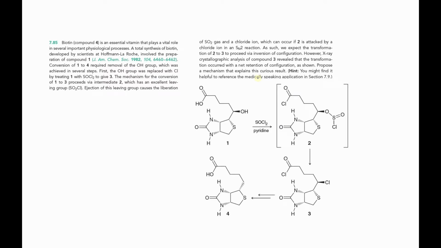So we have biotin in compound 4, and comparing compound 1 and compound 2, the sulfonate group and the pyridine are going to make the OH a good leaving group. But our concern here is mainly the conversion from compound 2 to compound 3, and we have to draw a mechanism that explains why this wedge is retained through the SN2 reaction.